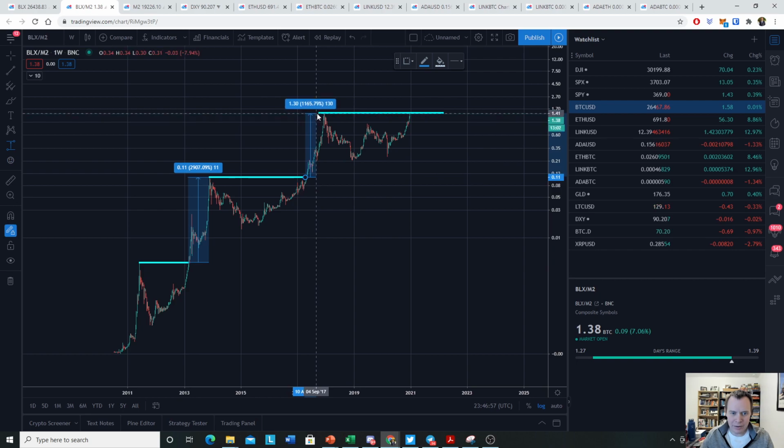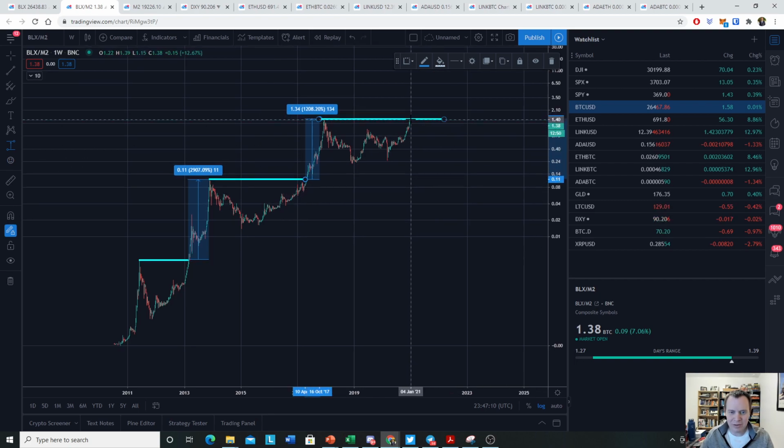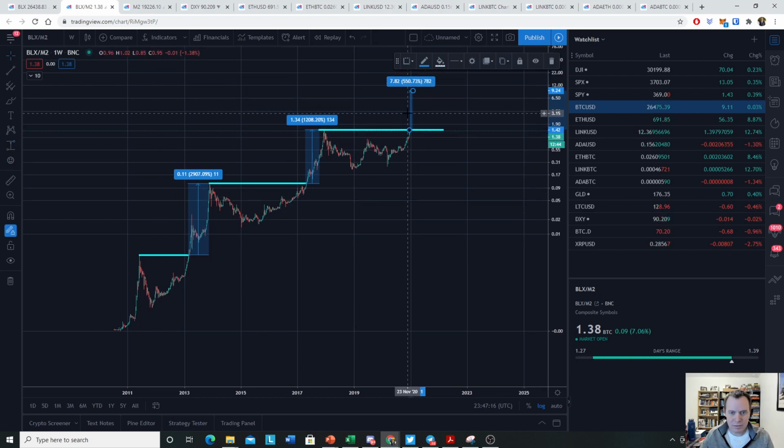Here we went up another 1,200%. So 1,200, 3,000, and obviously this one's not even half. Let's just say the next one goes up 500% from that top. If it were to go up 500%, then it might put it around this level. But what does that mean? How does that compare to the price?